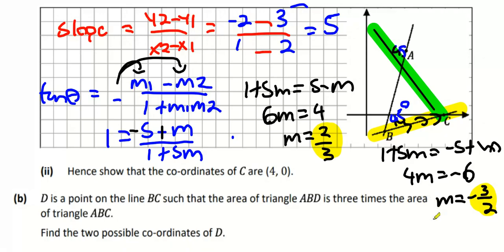It wants the point of intersection now. Lovely jubbly. Hence show the coordinates of C are 4, 0. Actually, no, it doesn't want that. We're good. Have an idea?